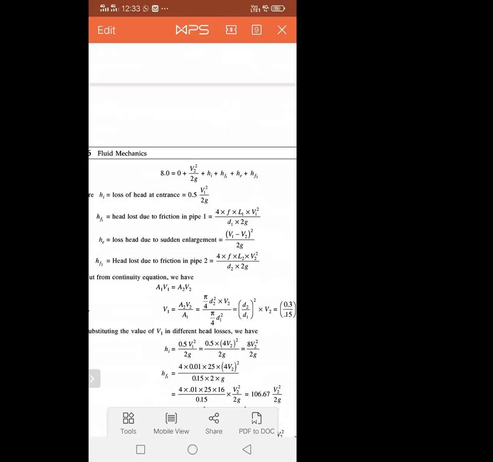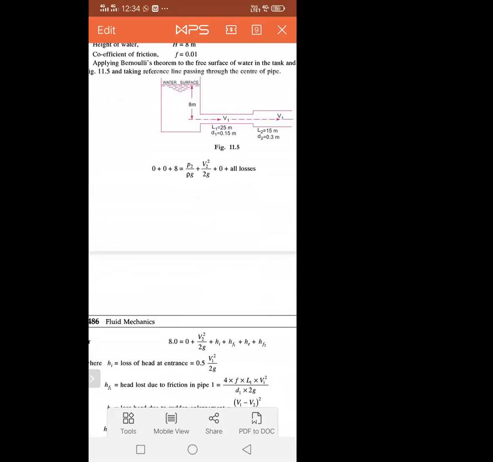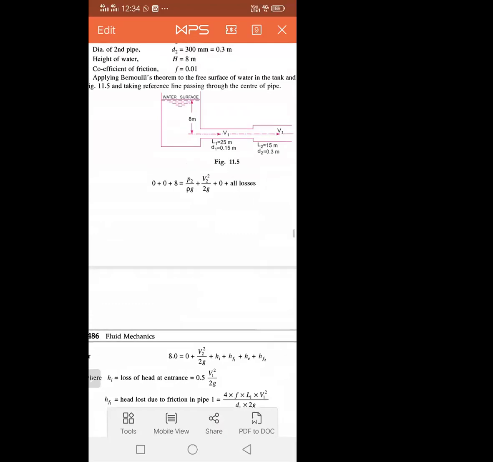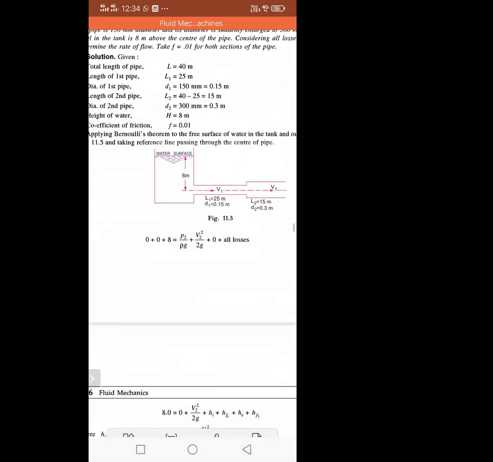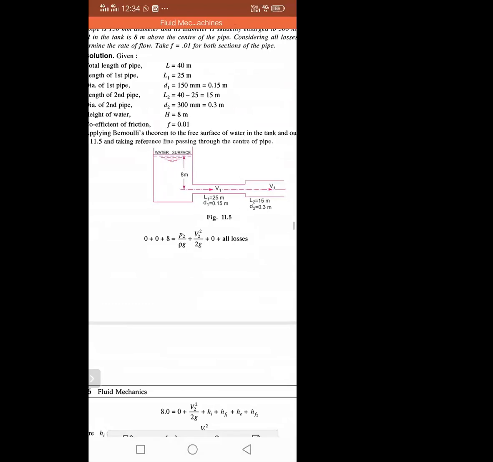There are a number of varieties of problems in the calculation of total head loss. Sometimes they ask you to calculate total head loss. Sometimes the problem is like: calculate the coefficient of contraction, or calculate the area of obstruction. Such types of problems are asked in university exams. Let us see the next problem.